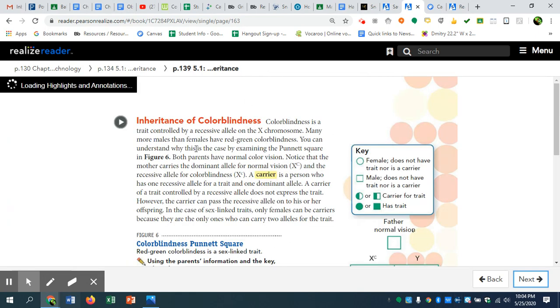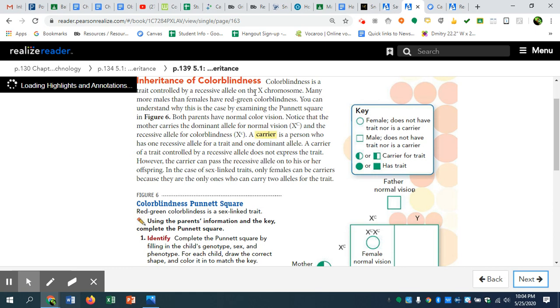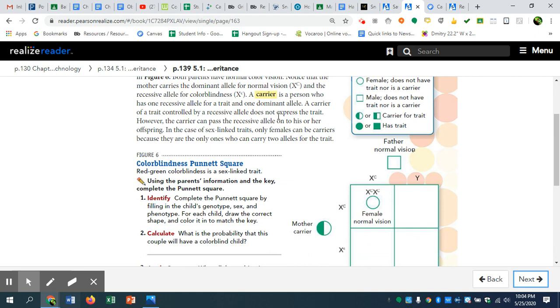Okay. So color blindness is a trait controlled on the X chromosome. And like we said, many more males than females have it because they only have one X, whereas females have two X's. A carrier is a person who has one recessive allele for the trait and one dominant allele. So we've talked about this word in the past when we talked about Punnett squares. The carrier can pass the recessive allele to his or her offspring.